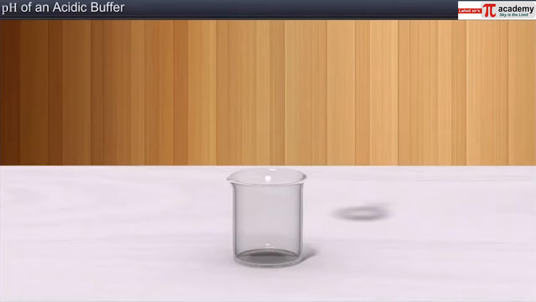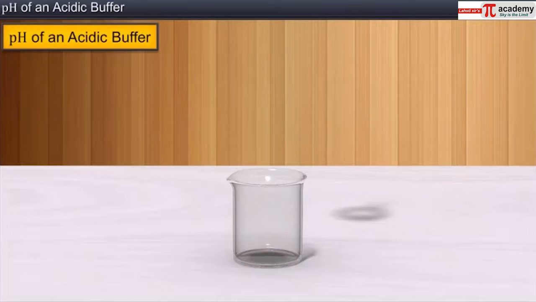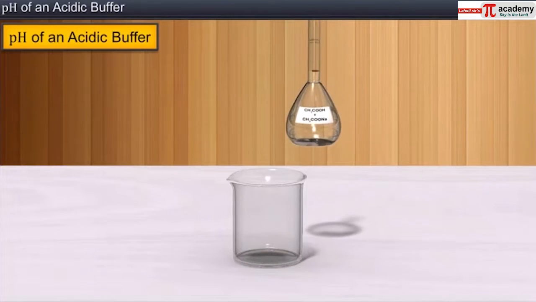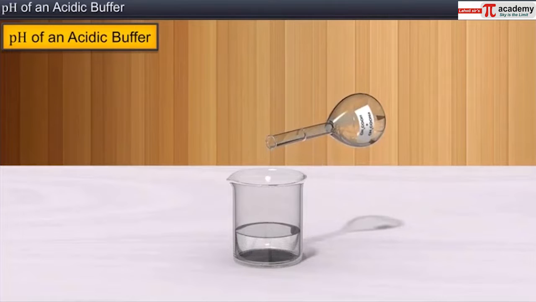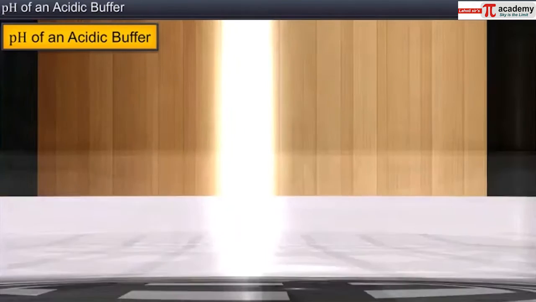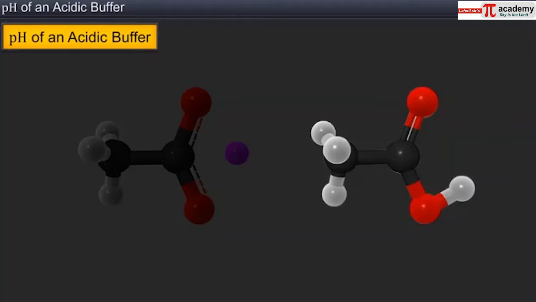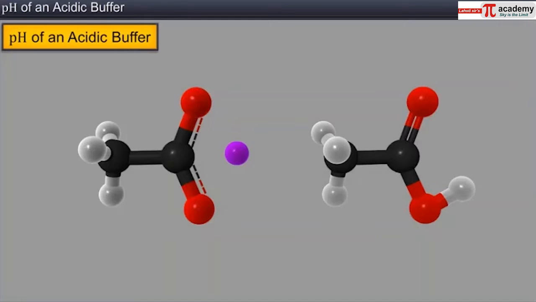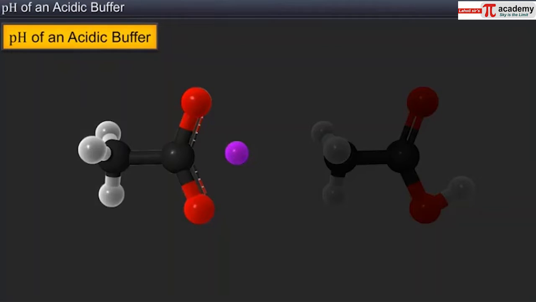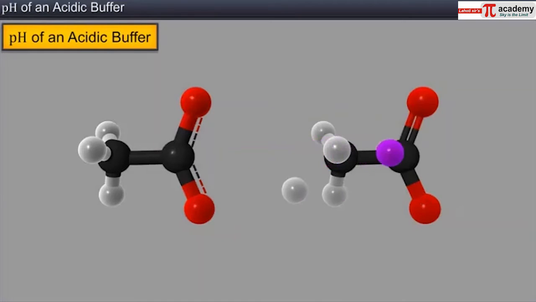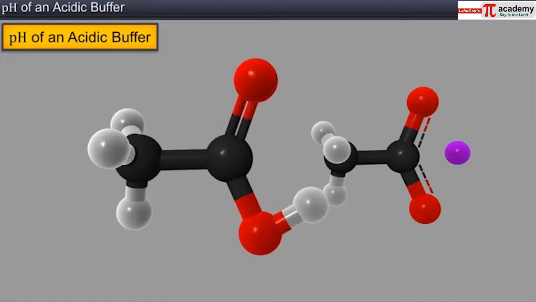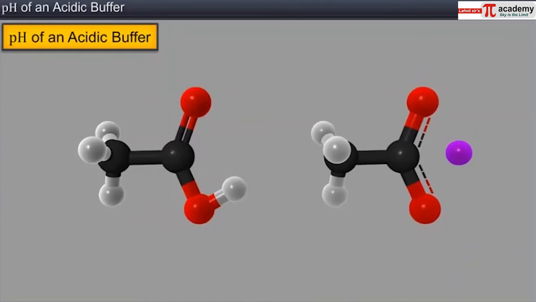With the help of an example, let's now try to understand how the pH value of an acidic buffer is calculated. Take a mixture of acetic acid and sodium acetate in a beaker. Acetic acid is a weak acid, so it dissociates very slightly. On the other hand, sodium acetate is a salt of a weak acid and a strong base, and therefore it dissociates completely. Hence, the mixture now contains acetic acid molecules, acetate ions and sodium ions.